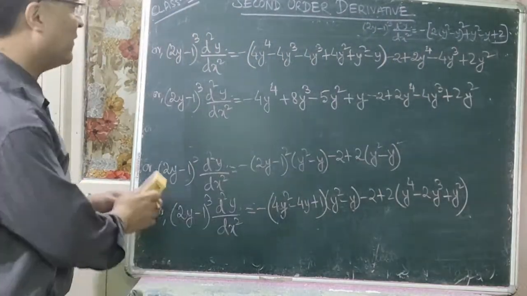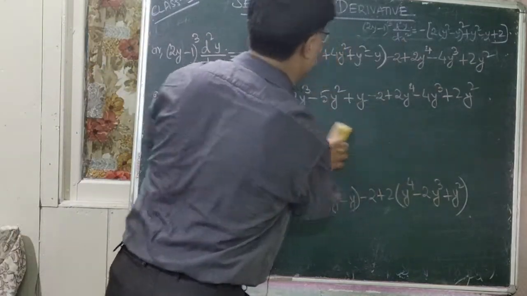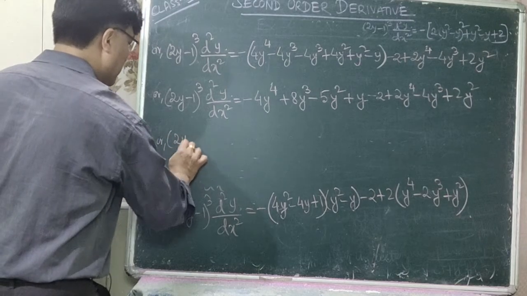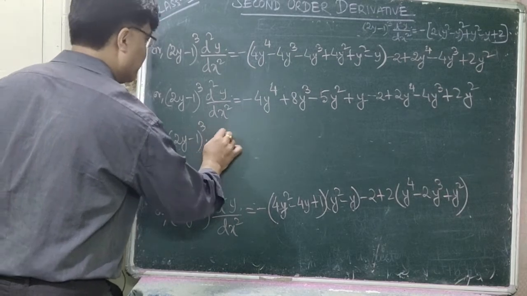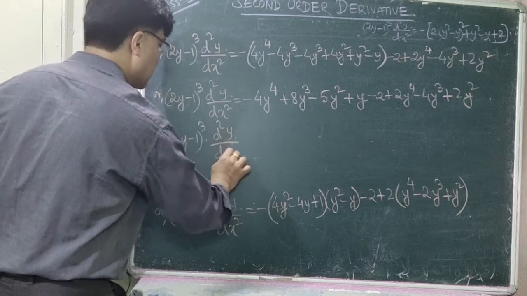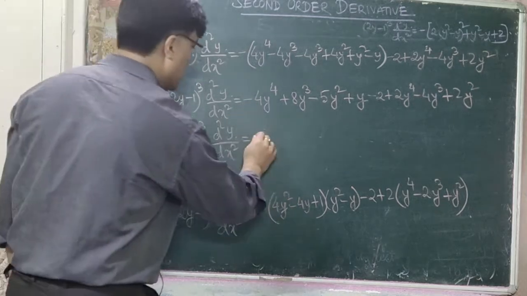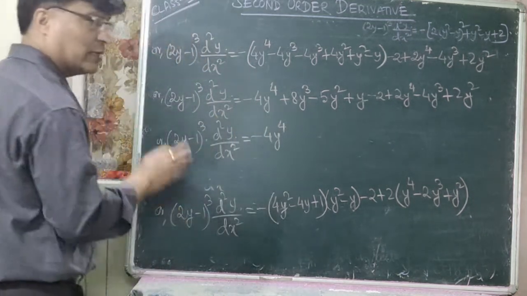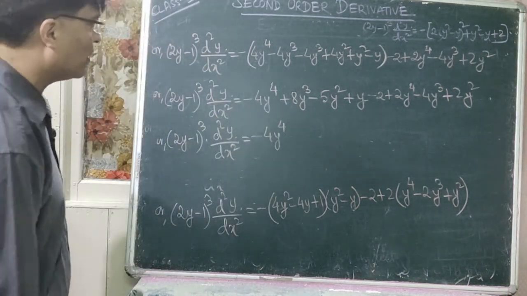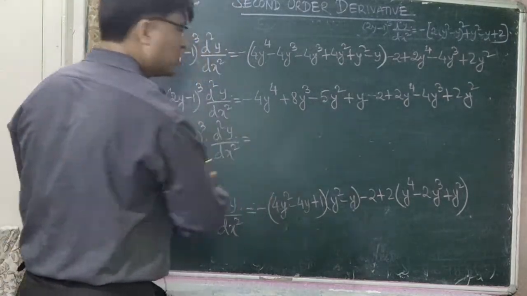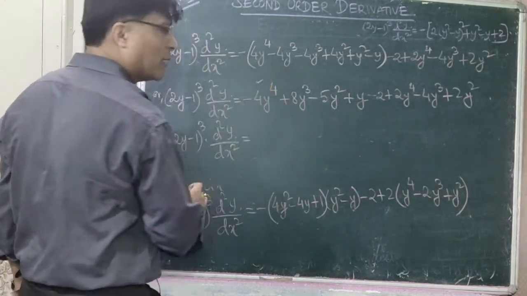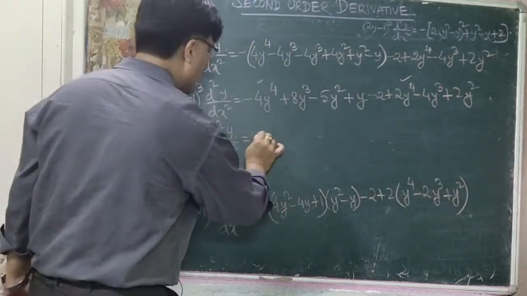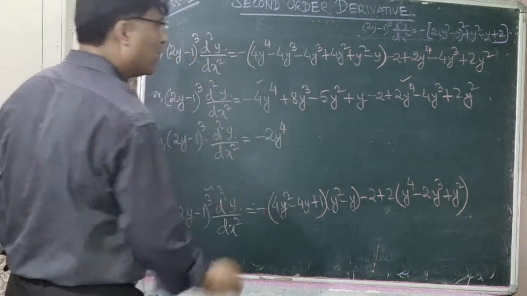Now again you can simplify it further. In order to prove this relation, you have to simplify it further. So this is your (2y minus 1) whole cube into d2y by dx square is equal to, now this is minus 4y to the power 4. That is the only y to the power 4 expression there, and there is another expression also, that is minus 4y to the power 4 plus 2y to the power 4. What is that? Minus 2y to the power 4.